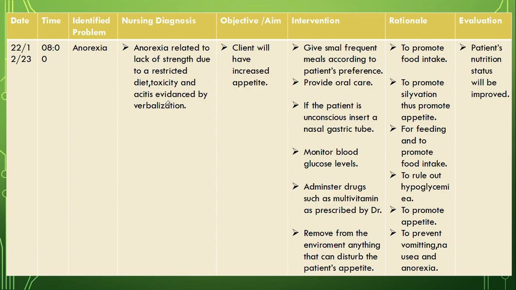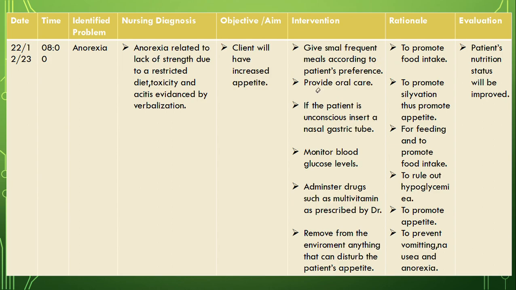And as we discussed earlier, the patient is going to have a restricted diet in that you are going to reduce salt intake. So that also can contribute to a patient not wanting to eat accordingly. So under our objectives, we want our patients and our clients to have increased appetite so that they'll be able to eat. So under our interventions, we are going to give small but frequent meals according to the patient preference. This is done to promote food intake.